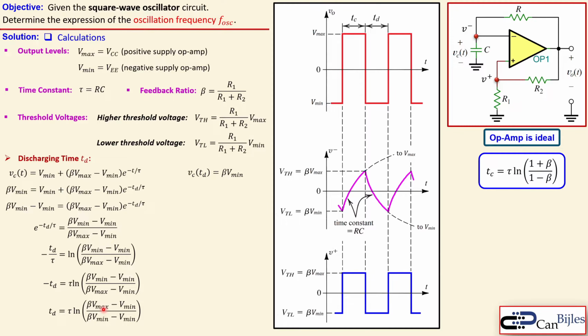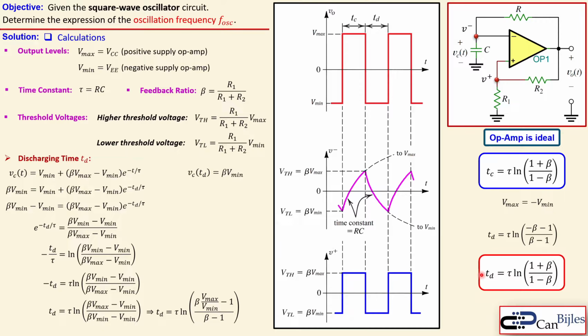Now what do we do next? We can now say that we can divide again by V minimum here, because then this will be beta minus 1, the denominator in the fraction. And this will be beta times V max over V minimum minus 1. But we have discussed this also with the charging time analysis, that the V max is equal to minus V minimum. That means this ratio is effectively -1. So it will be then -1 times beta, minus beta minus 1, over beta minus 1. Again, we can put this in a nicer form by multiplying the numerator and denominator by -1, and you have this expression. Now what do you see? The charging time and the discharging time are exactly equal to each other.